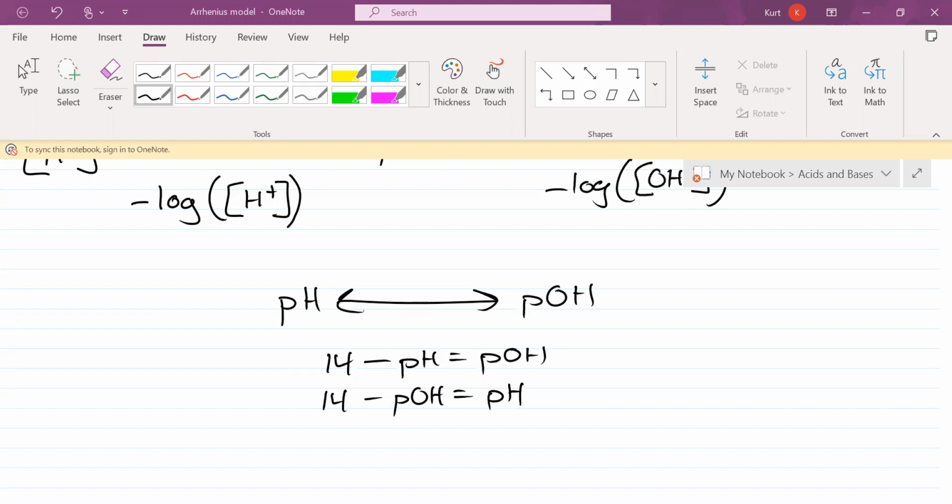Okay, here we go. Let's switch the view.